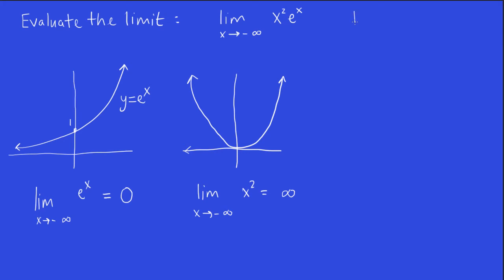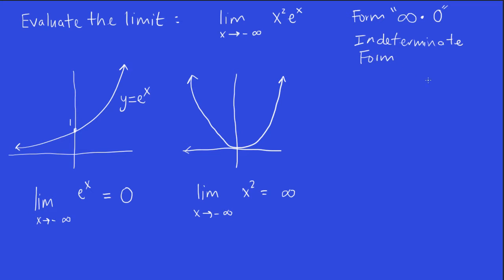So what is the form of this limit? Well, like we just said, this x squared goes to plus infinity. This e to the x here goes to 0. So our form this time is infinity times 0, right? And this is also an indeterminate form. And that means we should probably try to use L'Hopital's rule.